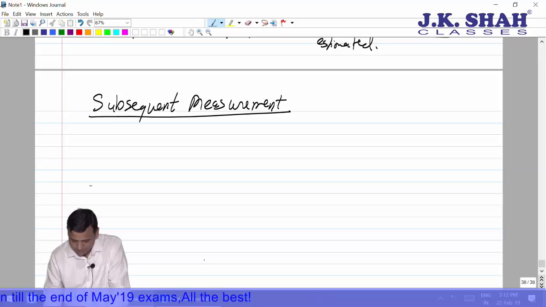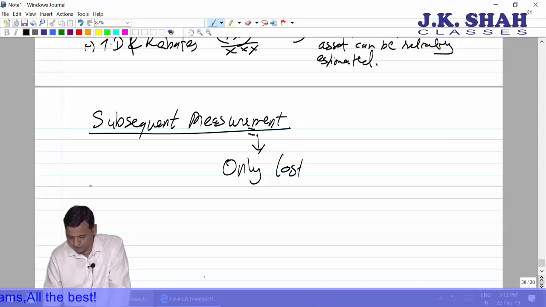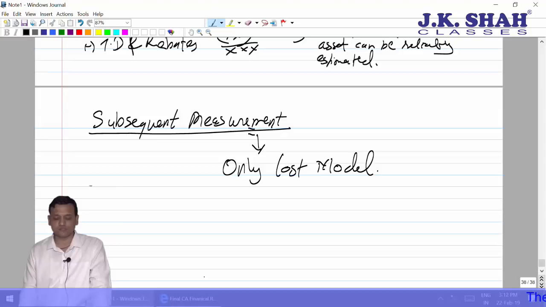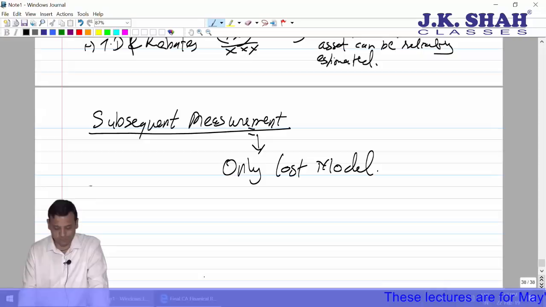Remember, under this, only the cost model is allowed. Means there is no concept of a revaluation model. Only the cost model. And this is the carve out. Have you heard about carve out?